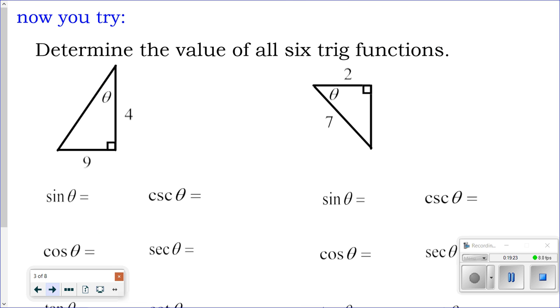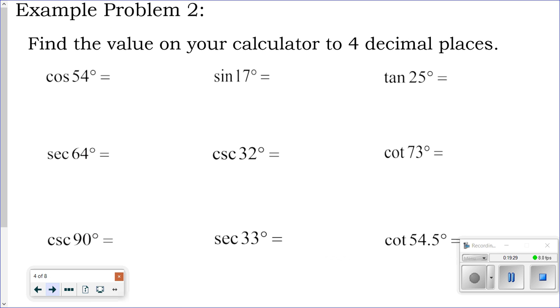So, I think we're good on labeling sine, cosine, and tangent from there. Let's go to this one. This is just making sure you know how to use your calculator properly. Here's what I want you to do. We're going to turn it on. Take the cosine of 54 degrees, the sine of 17 degrees, and the tangent of 25 degrees. Take a minute to write them down.